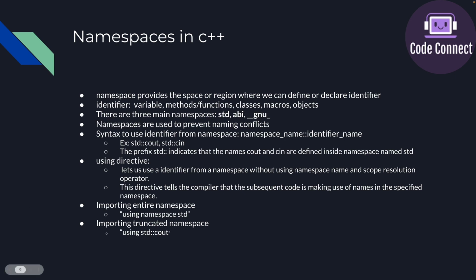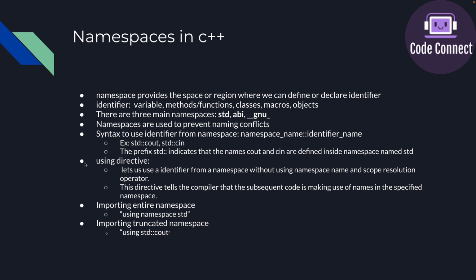One of the main purposes of a namespace is to prevent naming conflicts, because the same name can't be given to multiple variables, functions, classes, etc. in the same scope. To overcome this situation, namespaces were introduced.